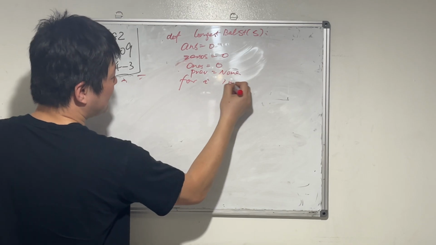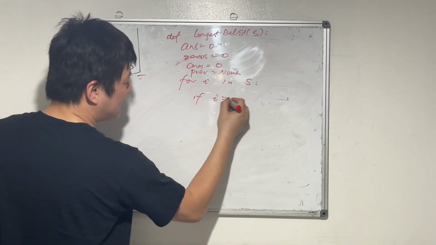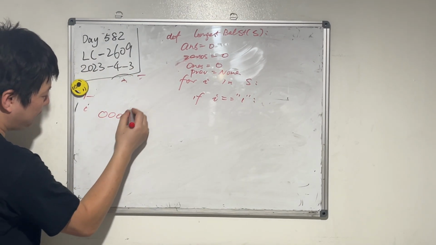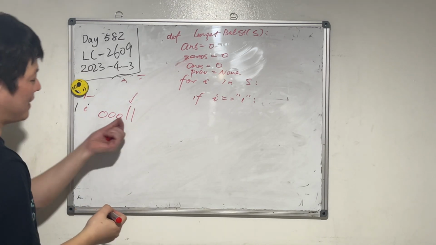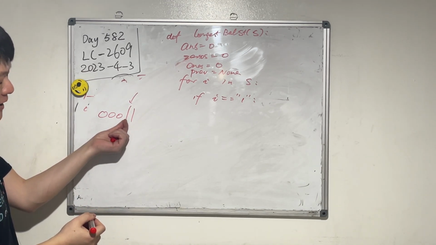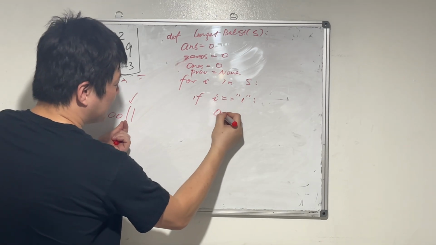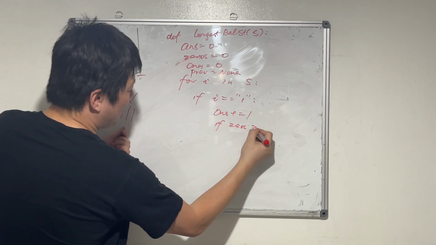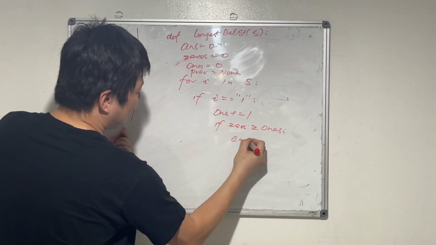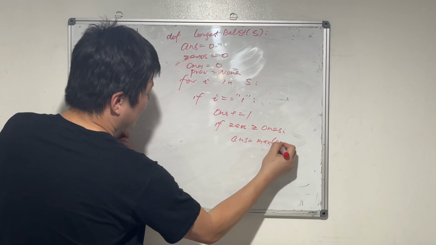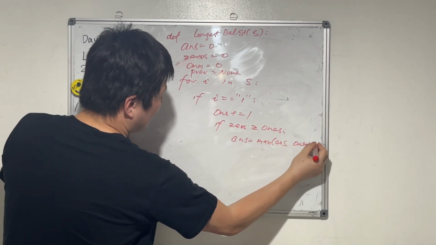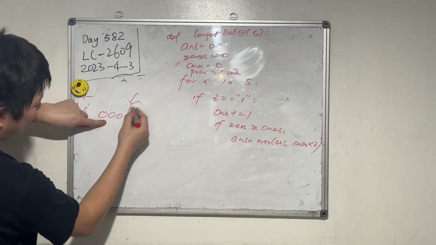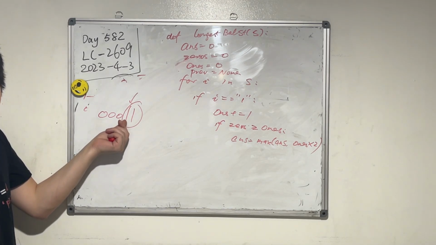For i in S, if i is 1, so we have met a 1, right? Look, we have met a 1 here. Now we are meeting this 1. So what do we do? Meeting 1, we need 1s plus equal 1, right? If we have zeros bigger than or equal to 1s, then answer equals the maximum of answer and 1s times 2, right? If we have more zeros than 1s, then the longest group is determined by the number of 1s times 2.